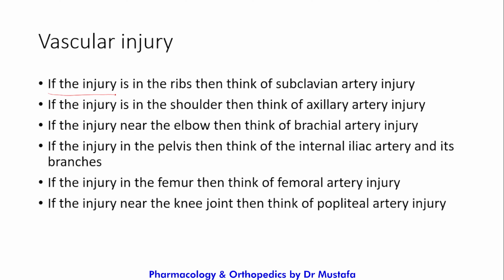If the injury is in the ribs, then think of the subclavian artery injury, and if the injury is in the shoulder, then think of the axillary artery injury. Basically, when there is an injury, you think of the artery that is close to the injury. In the case of the elbow, you think of the brachial artery. In the case of the pelvis, you think of the internal iliac artery and its branches. In the femur, you think of the femoral artery, and in the knee, you think of the popliteal artery.